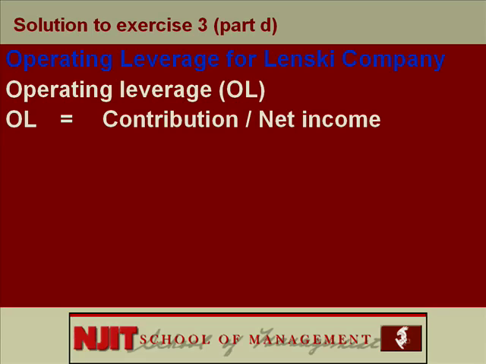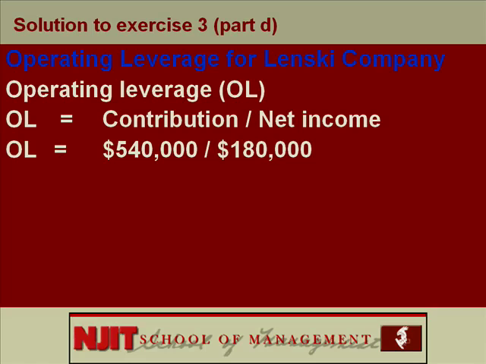How do you figure out operating leverage? Well, there's a formula. The operating leverage for Lenski Company, the formula is operating leverage is contribution over net income. I do want to emphasize there are different formulae for operating leverage, but this is the most popular. Even the Wall Street Journal, when they talk about operating leverage, they use this formula. So even if you see different formulas, don't worry. This is the most common formula.